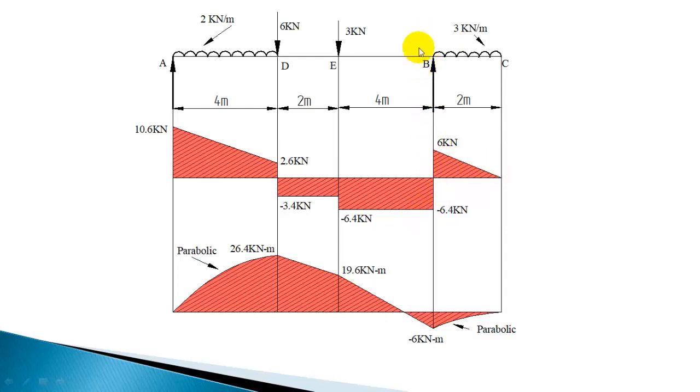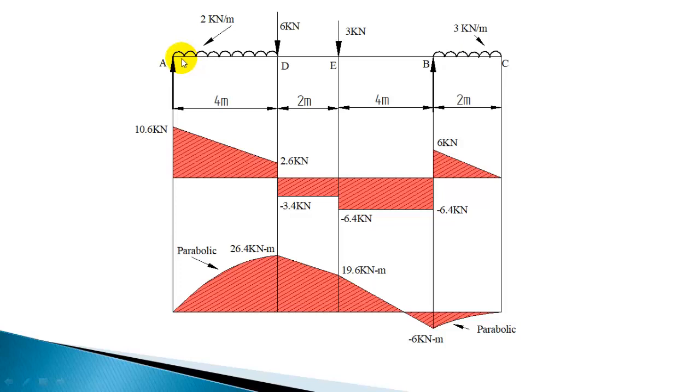In the section EB it was minus 6.4. Whenever a point load acts, it immediately has to change, and we know immediately right of B the shear force is 6, so it has to change from minus 6.4 to 6 at point B, because immediately right of B you have 6, and immediately left of B, that is anywhere in the section EB, it is minus 6.4. So minus 6.4 to 6, it has to change at point B, then to 0. So this is the variation of shear force along the length of the beam.